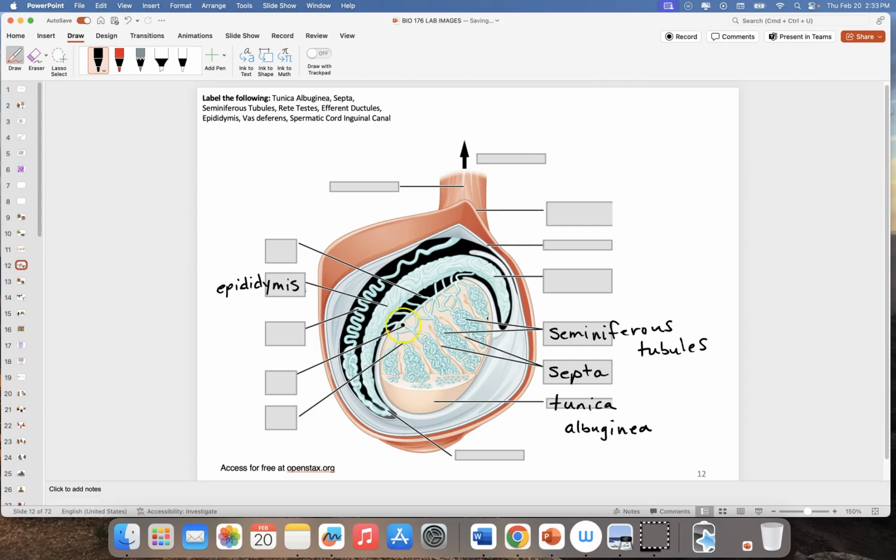And the way that the sperm is going to get to the epididymis is it's first going to move through the rete testis, and then it's going to move through these efferent ductules. Efferent or efferens means to bring out. We're bringing the sperm out of the seminiferous tubules, out of the testis, and bringing it out to the epididymis here.